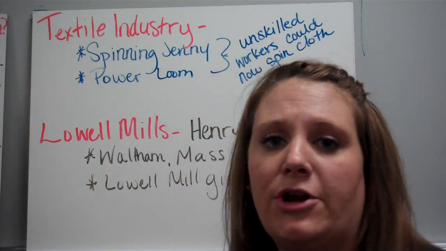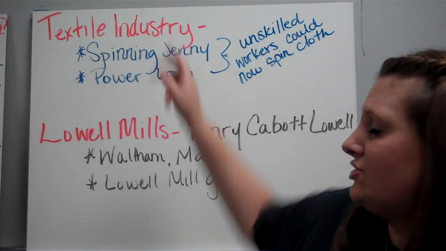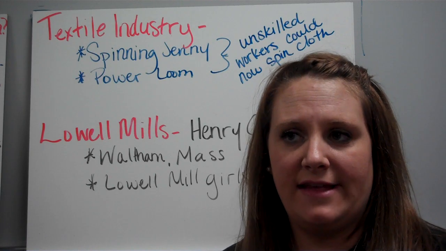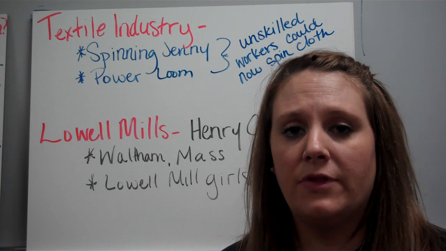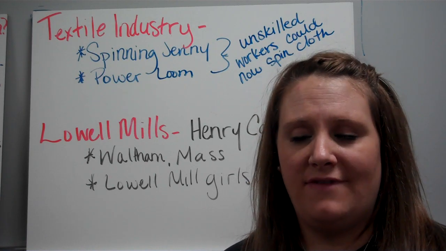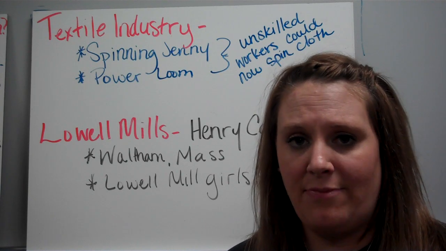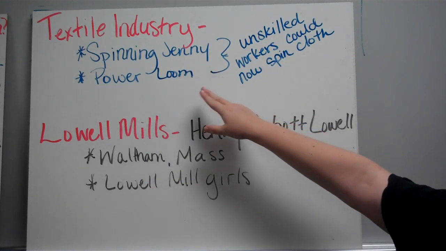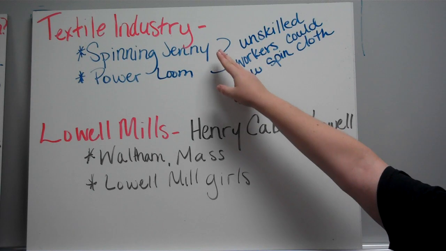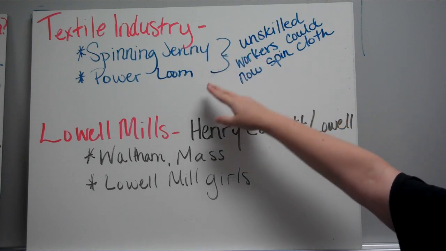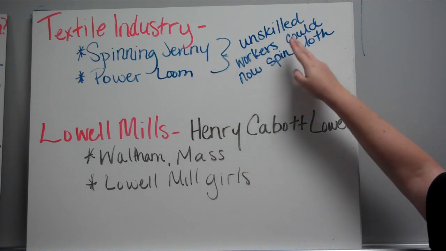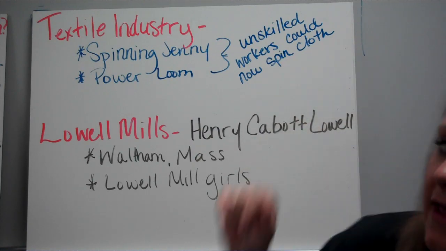Okay, the first industry we're going to talk about is the textile industry. The textile industry is the industry that has to do with cloth. The two most important inventions during this time period were the spinning jenny and the power loom. The spinning jenny and the power loom allowed unskilled workers to now spin cloth.